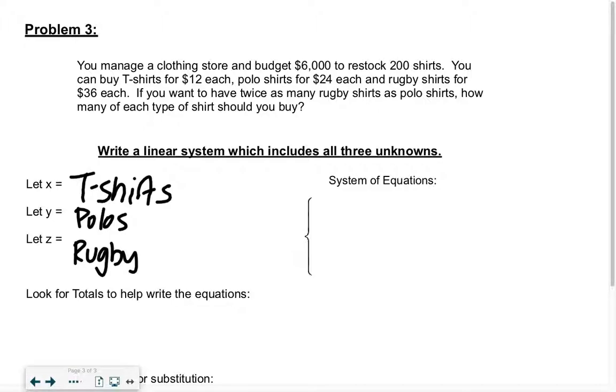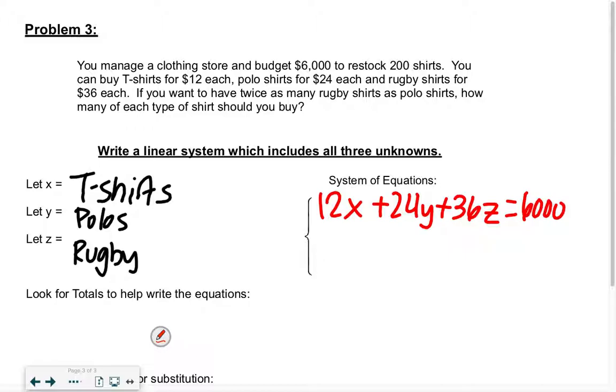Alright, so my system of equations. Let's make a money equation first. How much are t-shirts? $12. 12x plus polos, how much? 24y plus rugby shirts, 36z. If you look, we have multiples. How much money do I have? Equal to 6,000. Okay, so that's our money equation.